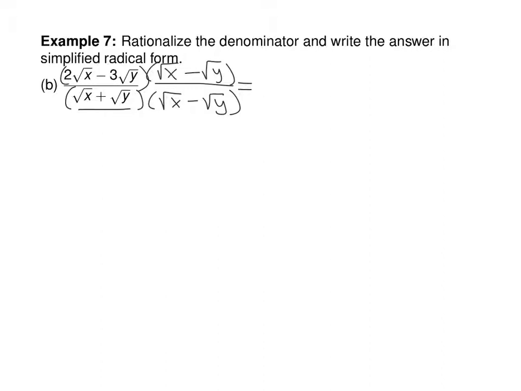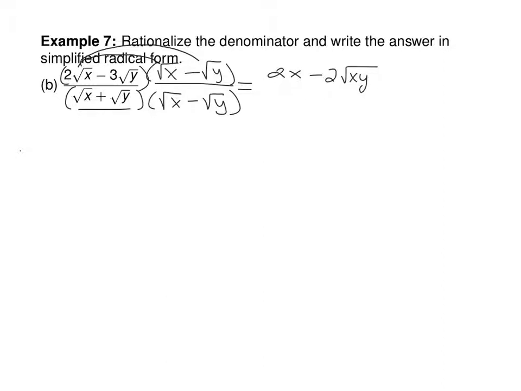Okay, let's first do the numerator. So the first thing we're going to do is 2 root x times root x. What does this 2 root x times root x make? 2x, lovely. And then 2 root x times minus root y. Think of it as multiplying numbers by numbers, roots by roots. So the 2 times the negative 1 makes negative 2. And what stuff's still under the root sign? xy. Great.